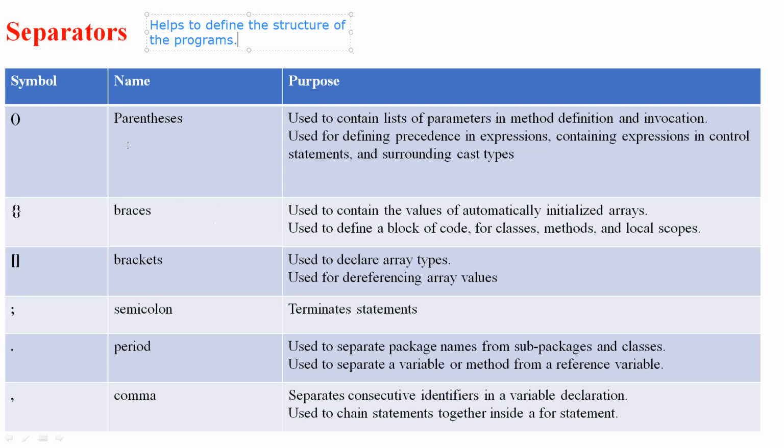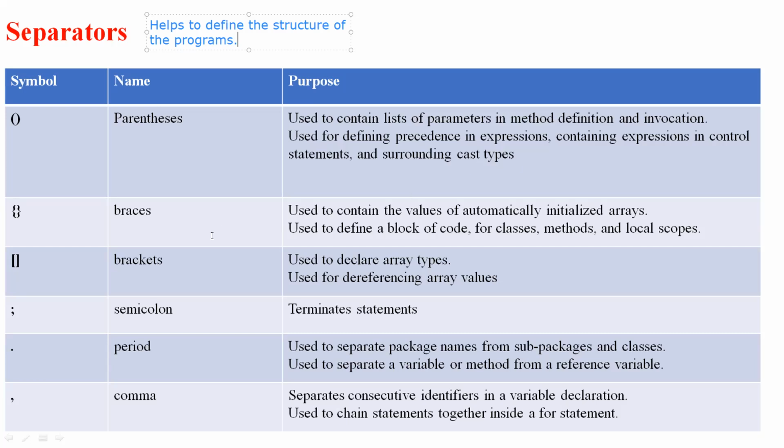When I talk about parentheses, they are used to contain a list of parameters which are used in defining methods and in defining invocations. They are also used for defining the precedence in expressions, containing expressions in control statements, and surrounding cast types. So this parenthesis holds a list of parameters in method definitions, and it is also used for control statements and typecasting.